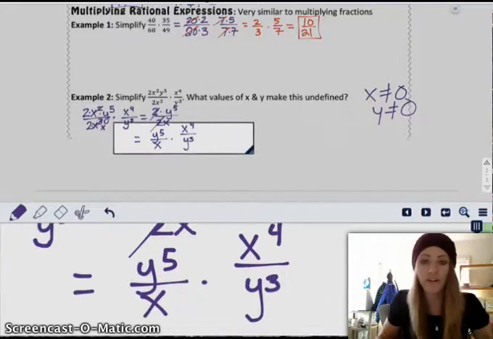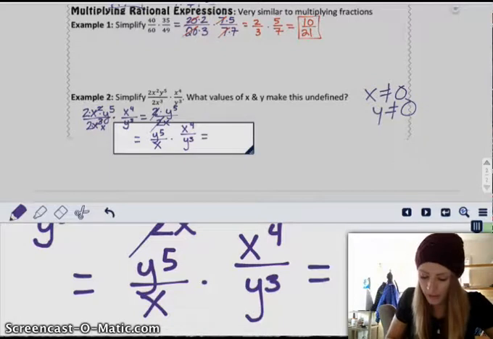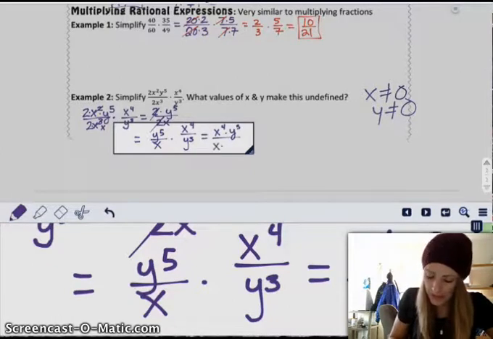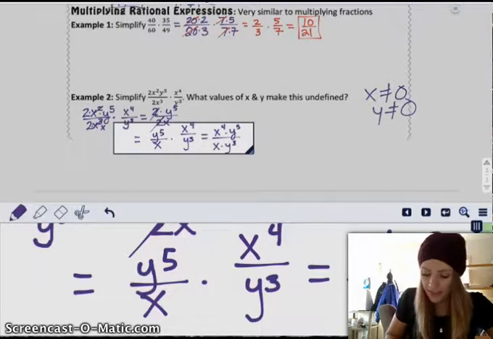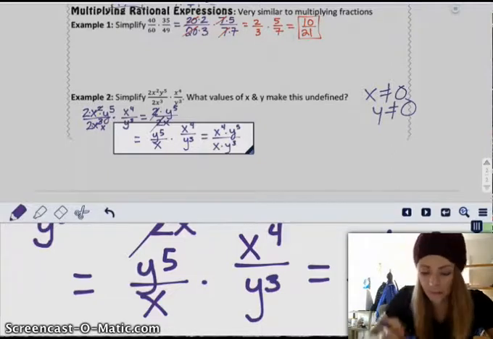And then we multiply these fractions just the same way we multiply our regular fractions. So we do y to the 5th times x to the 4th. I'm just going to put my x first just because I like alphabetical order. And then x times y cubed. And then, hey, look at that. I can cancel out even more.